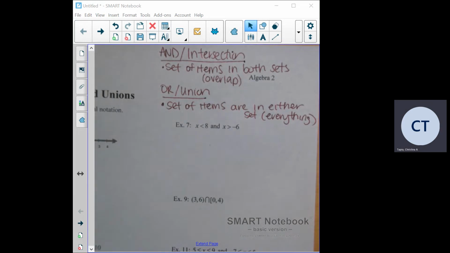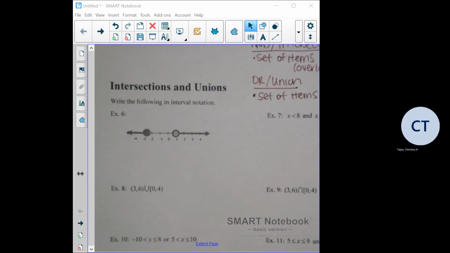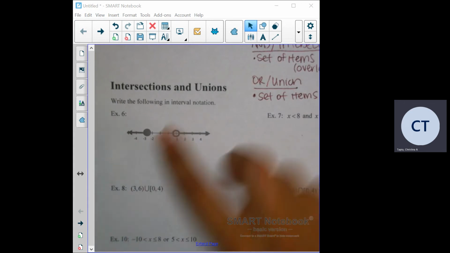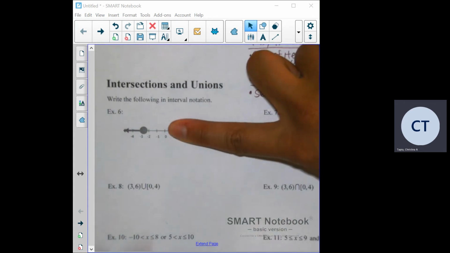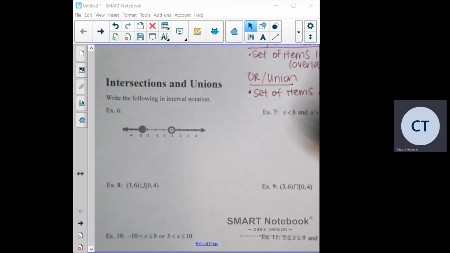Okay, so let's look at example 6. We're going to take the definitions that we just made and apply them to these questions. In the notes from yesterday, or the video you should have watched yesterday, I told you how to write these in interval notation, not necessarily with two, but definitely with one. So if I'm looking at this one over here, how would I write this shaded region in interval notation? What would it look like?